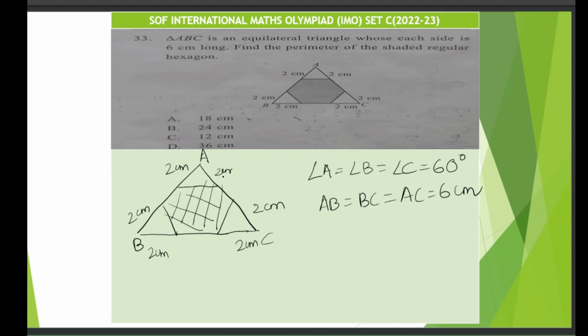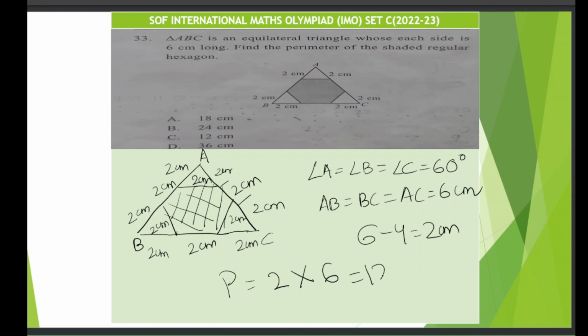AC is 6 centimeter. Now 2 centimeter here, 2 centimeter here, means 6 minus 4 we need to do. 6 minus 4 will be 2 centimeter, which is the length of each side of the hexagon. 2 centimeter here, this also will be 2 centimeter. Here also 2 centimeter. Because it's a regular hexagon, if we find one side length, we know the length of all the sides. So 2 centimeter, 2 centimeter, 2, there are 6 sides, right? So perimeter will be 2 centimeter multiplied by 6 sides of the hexagon, which is 12 centimeter.